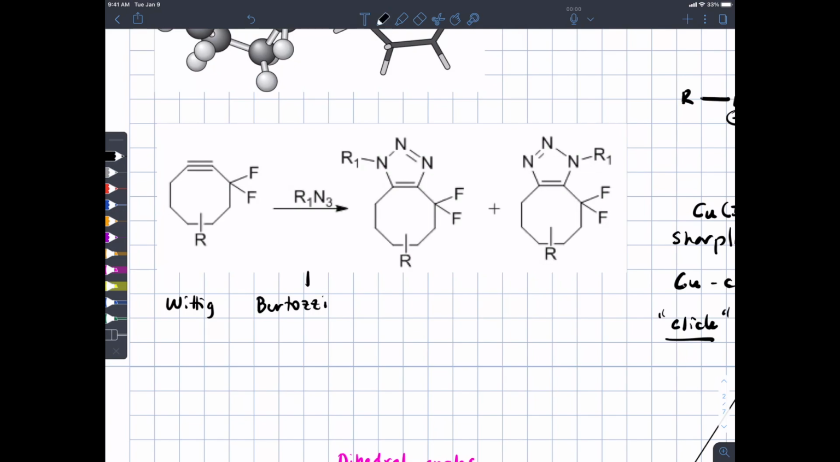So this is called the strain promoted or copper-free azide alkyne cycloaddition. And this isn't the only cyclooctyne that's used. There are others as well. But Bertozzi has done this a lot.